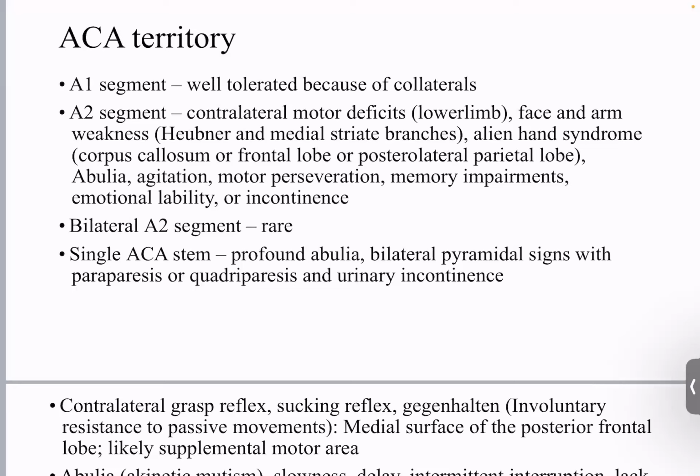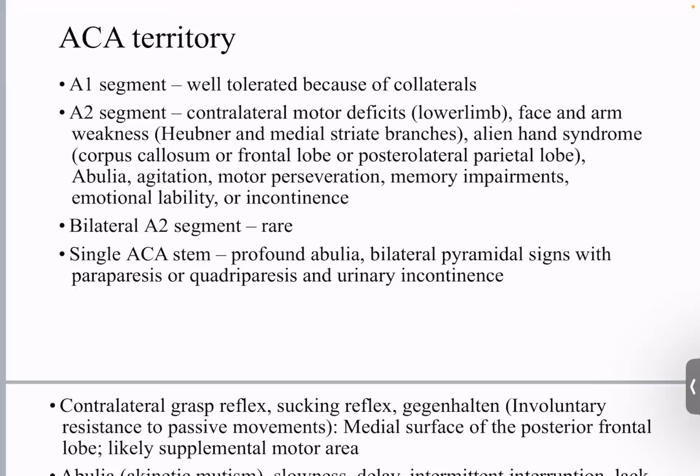Whereas in ACA territory lesions, there will be hemiparesis, but lower limb weakness will be more than the upper limb weakness. Okay. There is something called dense hemiplegia, where upper limb and lower limb weakness is nearly the same. It is due to a lesion in the thalamus or internal capsule. Okay, so dense hemiplegia is usually upper limb and lower limb weakness the same, due to an internal capsule lesion.